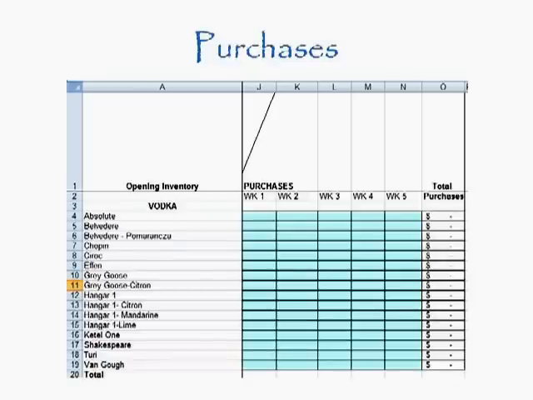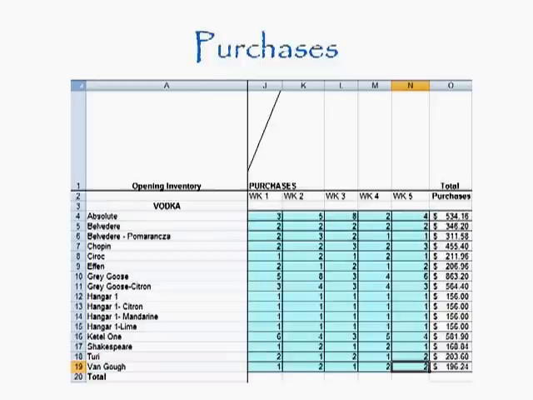When purchases are made, enter the number of bottles received, separated by week ordered, in the purchases area beginning on column J. If more than one set of purchases are made per week, deleting and entering a consolidated number is okay. As you can see, the spreadsheet will automatically calculate the total dollar amount that you have purchased for the period separated by the type of liquor. It is totaled at the bottom of the spreadsheet.